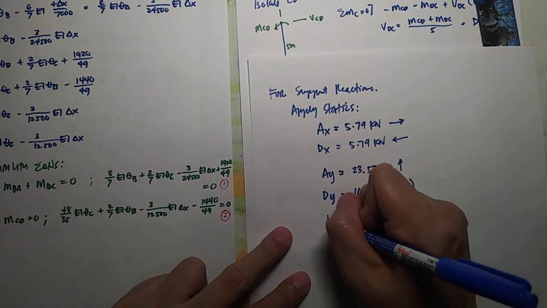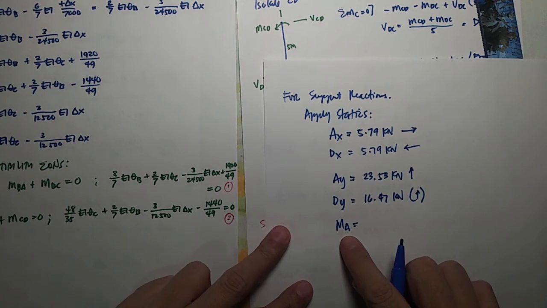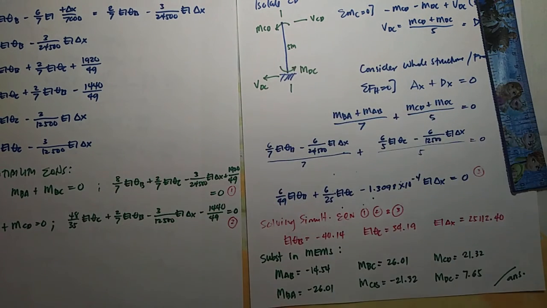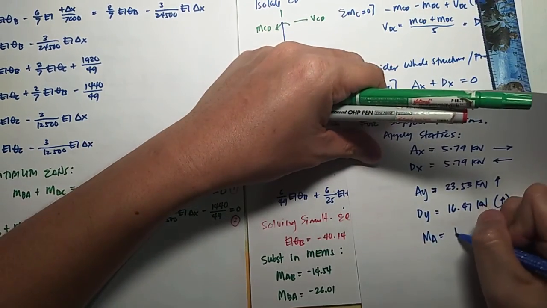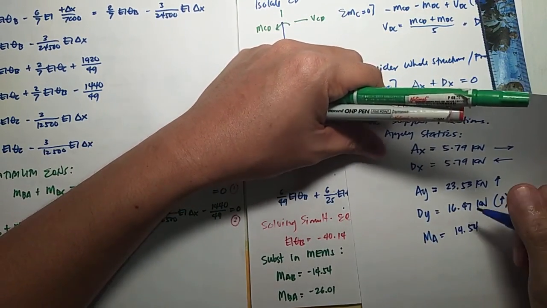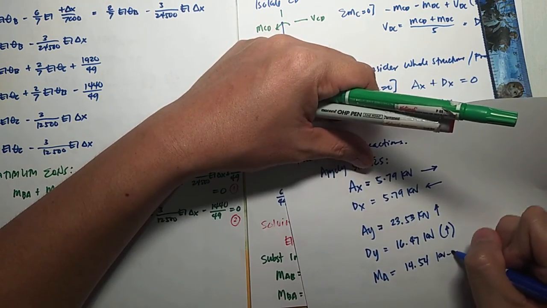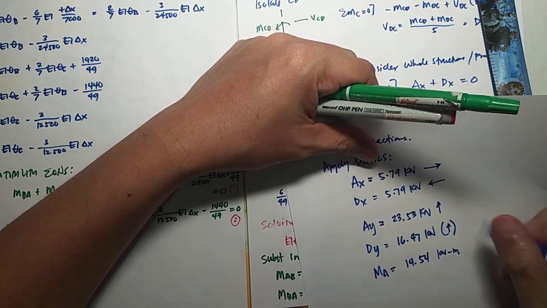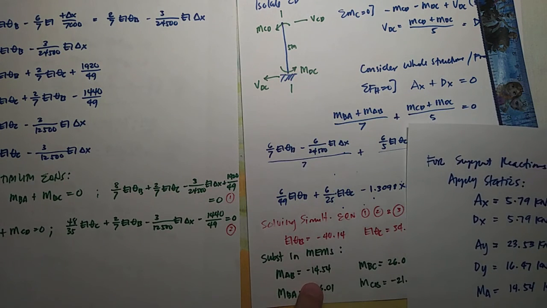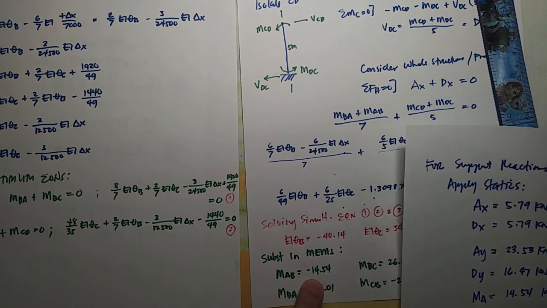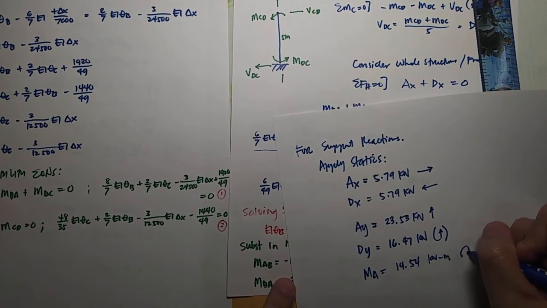Okay, so how about the moment at A? The moment at the support reaction A is actually the MAB, right? So which is 14.54 kilonewton meter, and the direction is clockwise. Because this is negative, that means the assumed direction, which is counterclockwise, is wrong. So it should be clockwise.